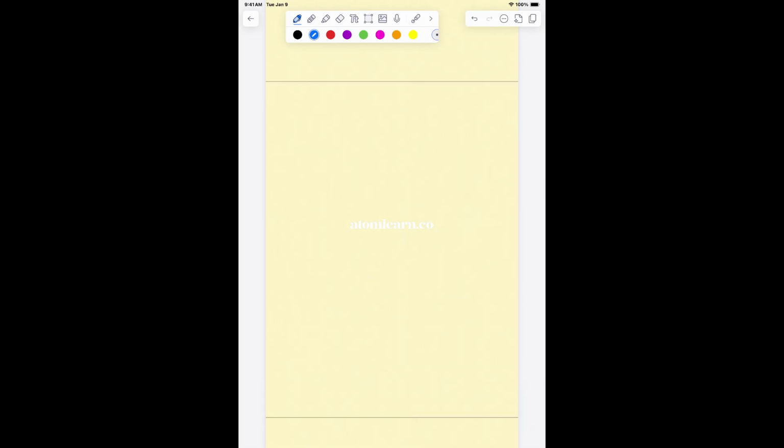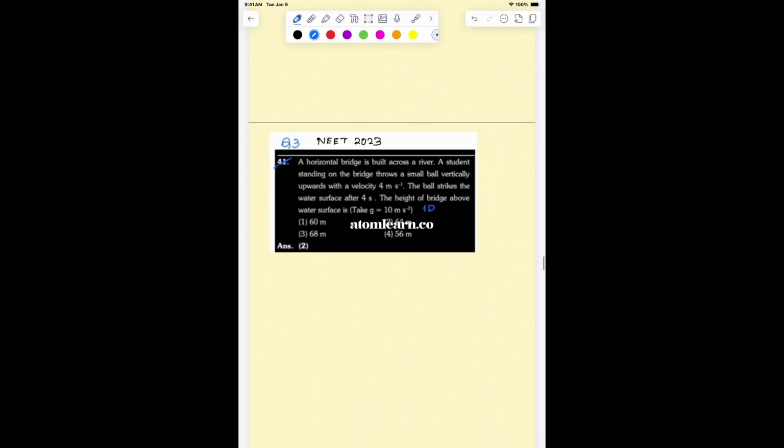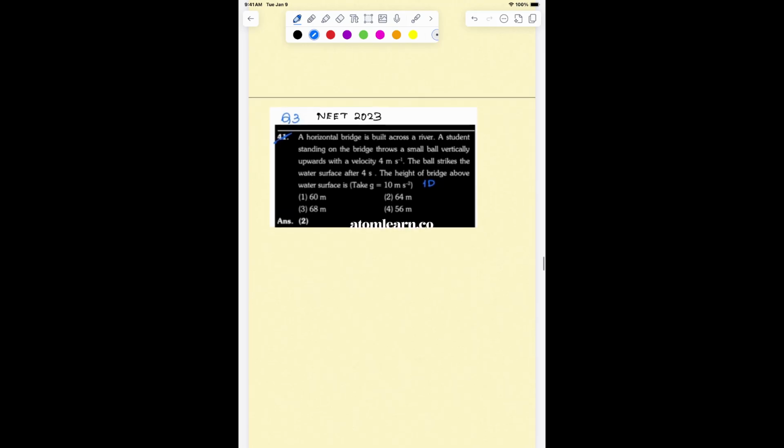Now let's take the motion under gravity situation kind of problems. Let's read this particular question which was asked in NEET 2023. A horizontal bridge is built across a river. A student standing on the bridge throws a small ball vertically upward with a velocity 4 meters per second. The ball strikes the water surface after 4 seconds. The height of the bridge above the water surface is.